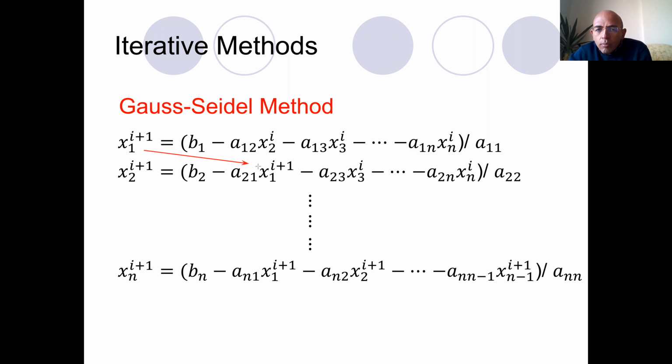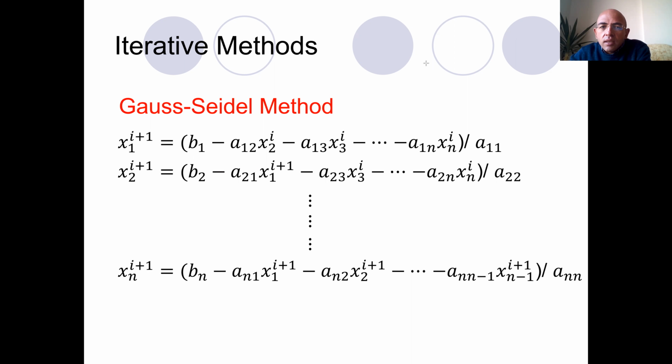Therefore, I use this approximation in order to have a better, more accurate approximation for the x2 I plus 1. And it goes like this for the rest of the equations. Of course, the number of iterations for the Gauss-Seidel method is smaller than the Gauss-Jacobi method because you are using better approximations for the unknown variables in Gauss-Seidel.